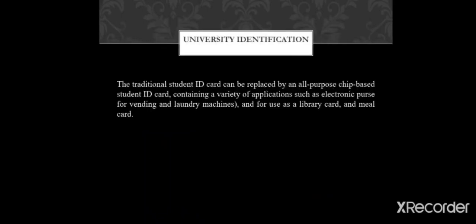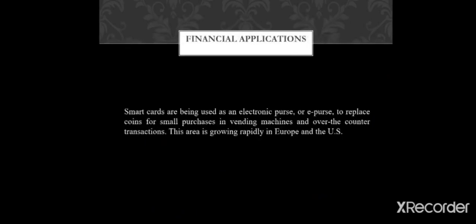In university identification, the traditional student ID card can be replaced by an all-purpose chip-based student ID card that contains a variety of applications such as an electronic purse for vending and laundry machines, and for use as a library card and a bill card. Means in a university it can be used all over the place, for a library, for a meal card, for a hostel, anything.